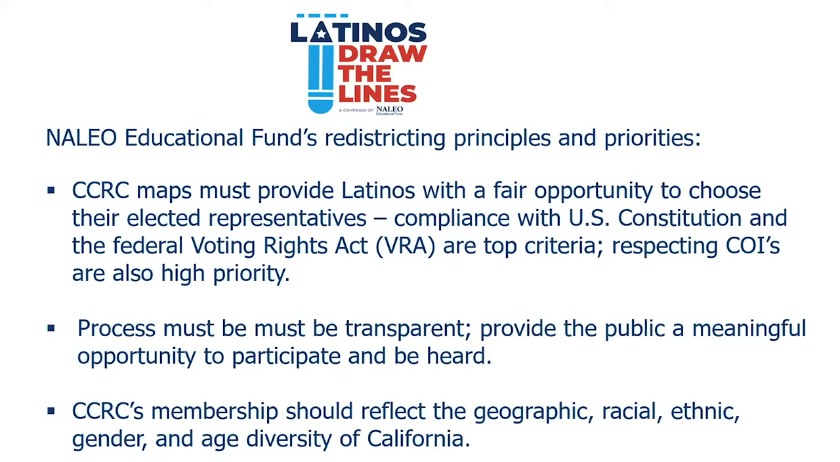We think the process that the commission follows has to be transparent. The public must be able to understand what the commission is doing and be provided a meaningful opportunity to participate in the process. And then finally, we believe the commission, and any commission that does redistricting or any other entity, must reflect the geographic, ethnic, racial diversity of the jurisdiction. And we were very active.